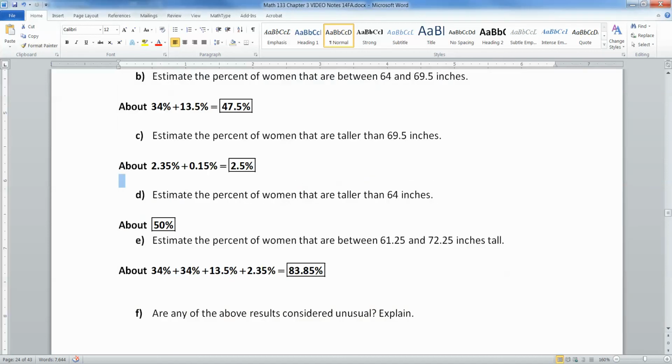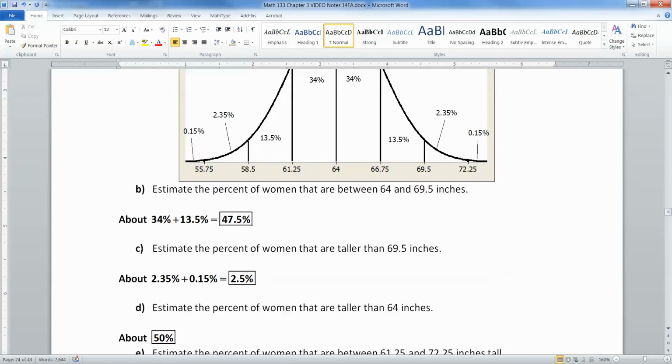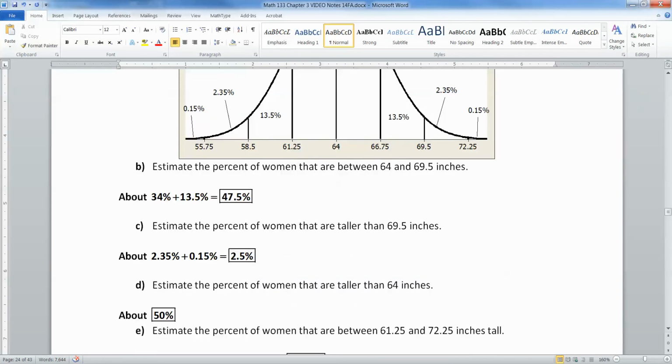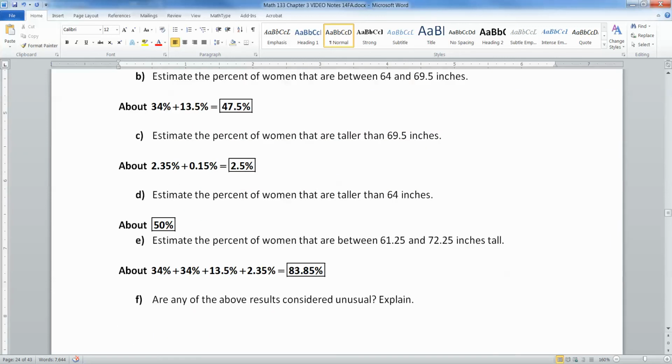And it's important you don't call that 84, because 84 would include the 0.15 over here on the tail, but we don't want to include that because that's where this little section ends. It starts over here at 61 and it ends over here at 72.